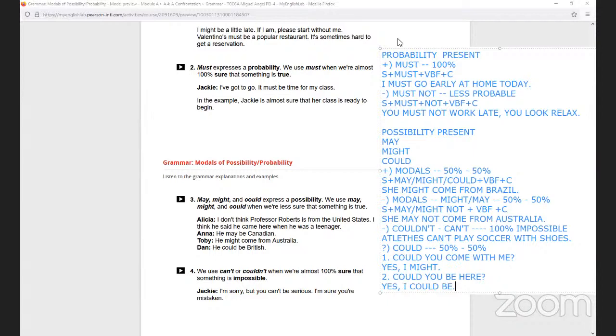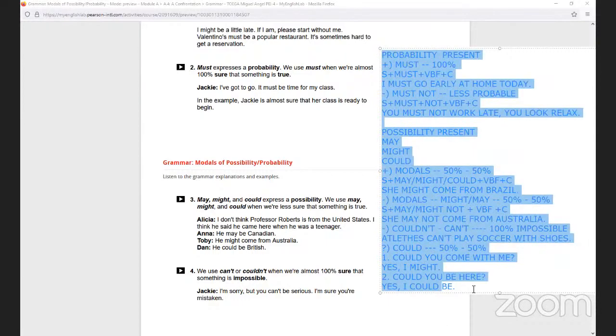Ahora la plataforma, ¿no? Exacto. A ver, vamos a la plataforma para poder ver los ejercicios.